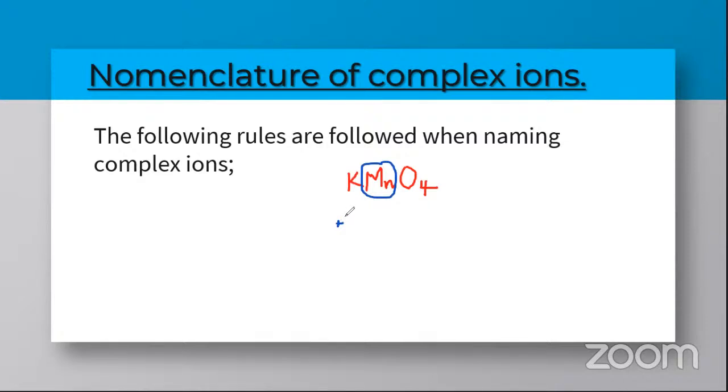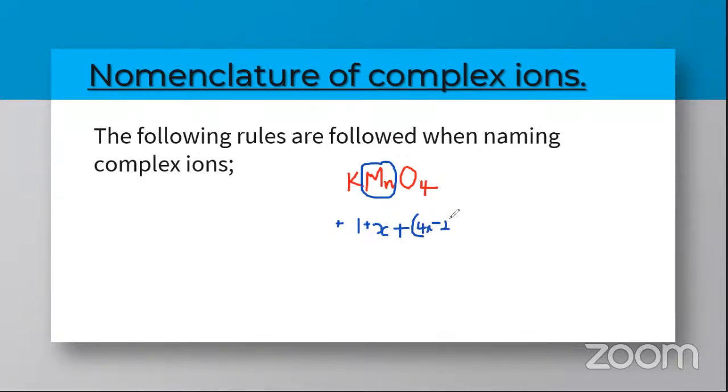That is the valence. Maybe if I use the word valence, it is one. Then for manganese, it's the one we are looking for, so we can call it X. And for an oxide or oxygen, it is minus two. And we have four, so it is 4 times minus 2.